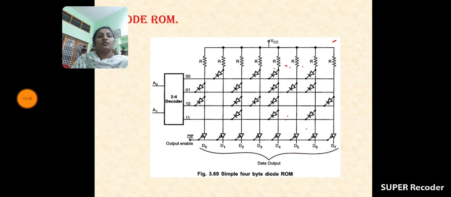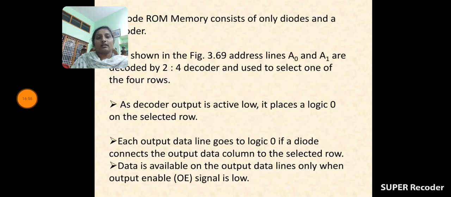If it is 0, 0, the first row will be selected. If these lines are 0, 1, the second row will be selected. Third, 1, 0, the fourth row will be selected. 1, 1, the fifth row will be selected. If the decoder output is active low, it places logic 0 on the selected row.